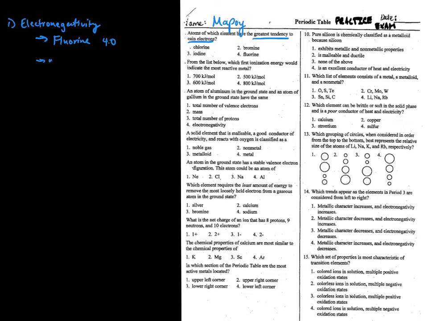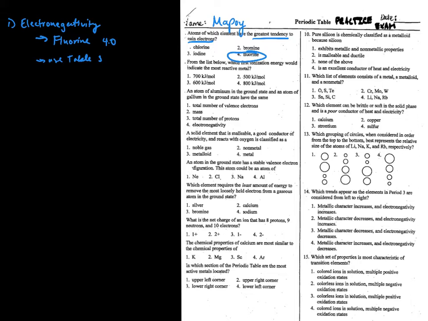You could also use table S to compare each of those four elements. But if you already know that fluorine is the highest offhand, then you don't have to worry about using table S. So it's choice 4, fluorine.